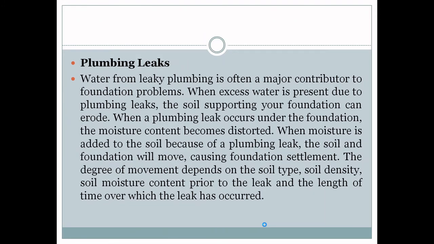Next, plumbing leaks. Water from leaky plumbing is often a major contributor to foundation problems. When excess water is present due to a plumbing leak, the soil supporting your foundation can erode. And when moisture is added to the soil because of a plumbing leak, the soil and foundation will move, causing foundation settlement, tilting, or failure of the foundation. So how can we prevent failure of the foundation? By providing proper plumbing near the foundation.